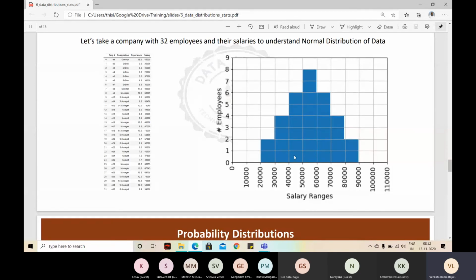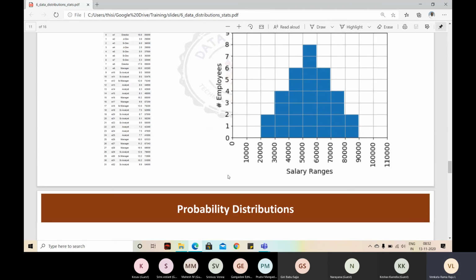What is the advantage of salaries being normally distributed? If you want to give a hike, you will know how many people are within some range. We'll see that in a moment. Now I'll calculate the mean and standard deviation of this data. What is the data again? Salaries of the employees.